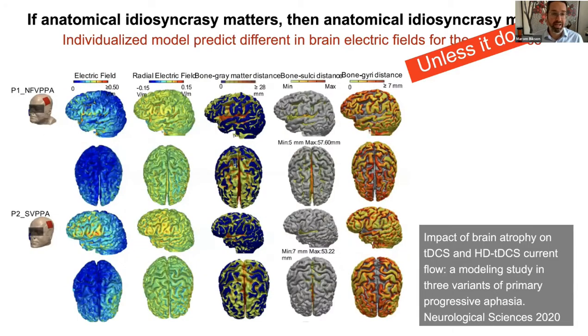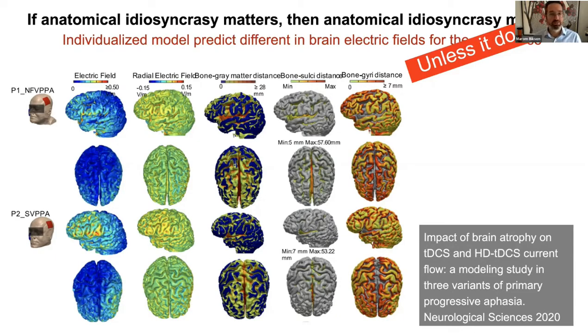So we did a lot of analysis related to this. We looked at the electric field across the surface. We looked at the radial electric field, as we've been doing for a decade at this point. And we looked at other metrics, such as what's shown here, the distance from the bone to the gray matter, and we subdivided that into bone to sulci and bone to gyri as well. And the short answer is we didn't see any evident relationships.